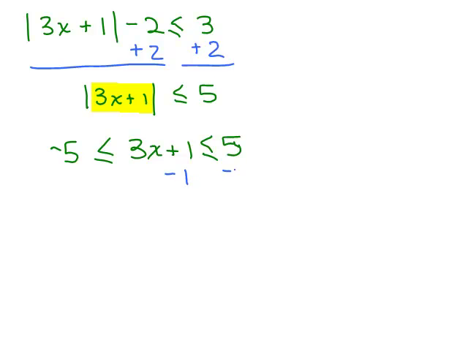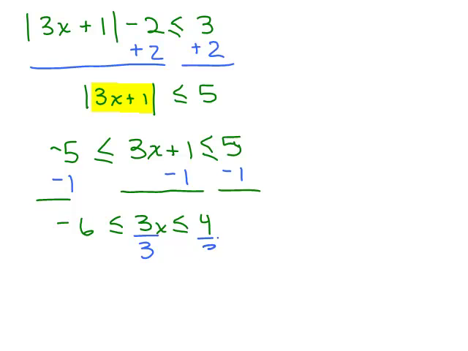Let's subtract 1 from both sides to get started so that we can isolate the 3x. That gives us negative 6 is less than or equal to 3x is less than or equal to 4. And then we want to divide everything by 3 to solve for x. So we get negative 2 is less than or equal to x is less than or equal to 4/3, which is 1 1/3. You could write 4/3 or 1 1/3. So this looks like it's our solution.